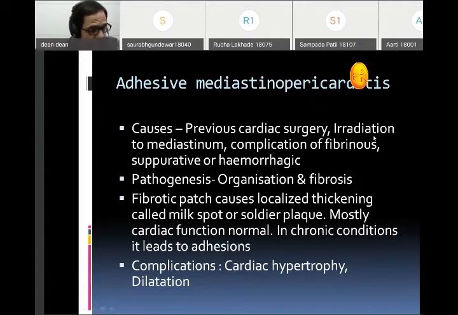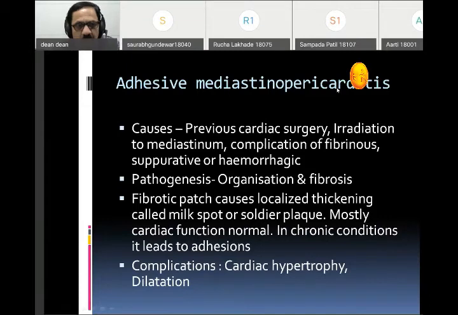Second is irradiation. It is because the person is irradiated, either as a job of that person or because he is suffering from some malignancy. Irradiation is given to him, and it will lead to pericarditis. Then complications of acute ones may be fibrinous, suppurative, or hemorrhagic. That I already mentioned. All will lead to formation of adhesive type of pericarditis.